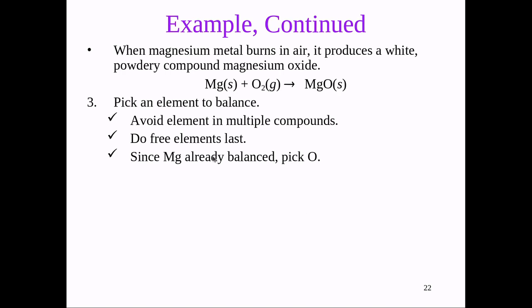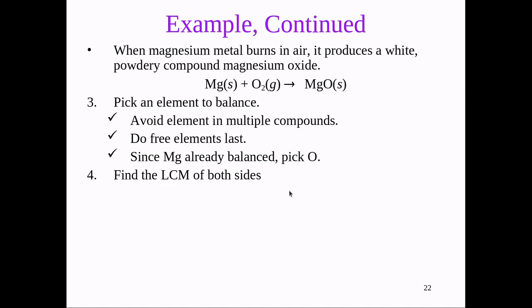So the first thing we want to do after we've done that count is to pick an element to balance. We want to avoid the elements that are in multiple compounds, and we want to do the free elements last. But here it was really easy to pick this out because our magnesium is already balanced. We have 1 here and 1 here, so we kind of have to balance the oxygen first.